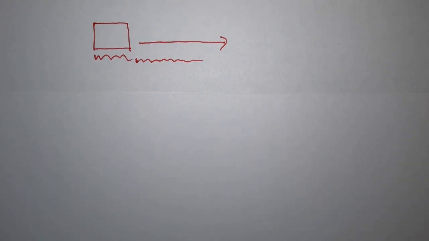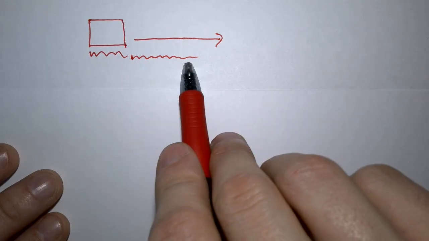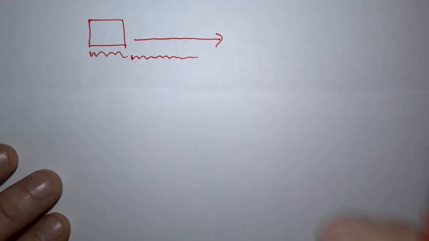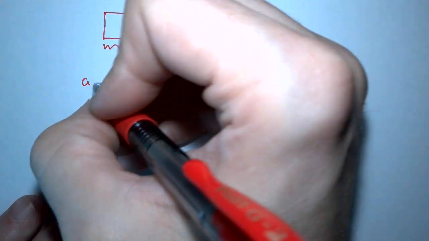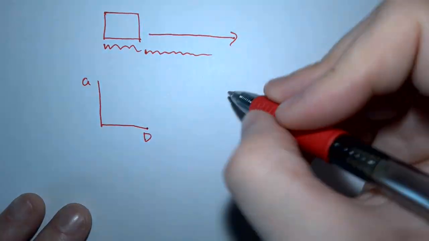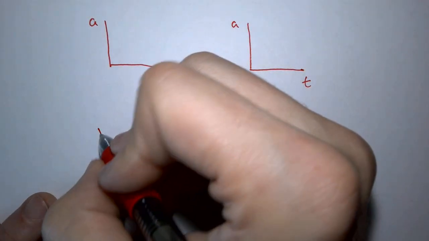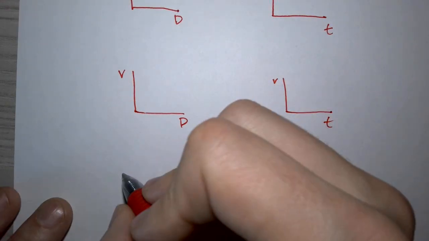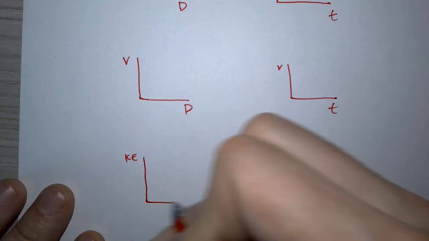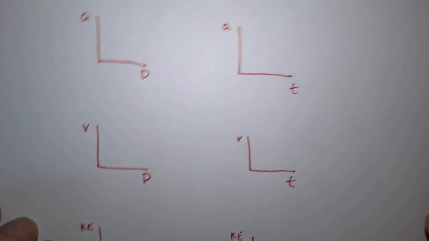Today, we're going to be looking at some graphs to do an energy question. So here's the scenario. We have a block that is sliding on a friction surface. And we are going to want to do several graphs. We are going to want to do the acceleration versus distance, the acceleration versus time, the velocity versus distance, the velocity versus time, and we want to do the kinetic energy compared to distance and the kinetic energy compared to time. Okay? So that's our goal.